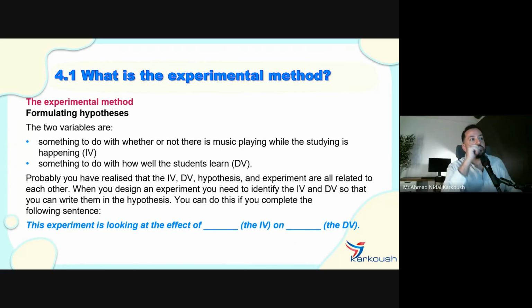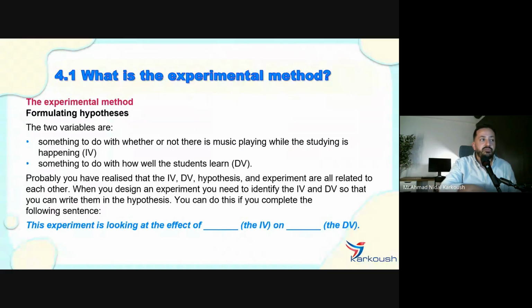DV. Thank you. So if I am under exam condition and Mr. Oxford tells me, you know what, we want you to formulate a hypothesis, you will see that the IV, DV, hypothesis and experiment are all related to each other. So when you design an experiment, you need to identify the IV and the DV. There are some exam questions where they only ask you to tell which one is the IV and which one is the DV, so that you can actually write them in a hypothesis.